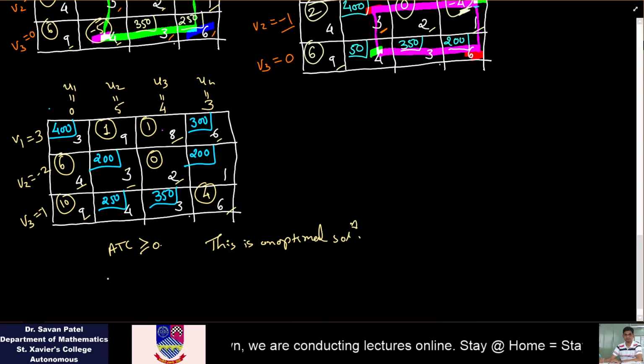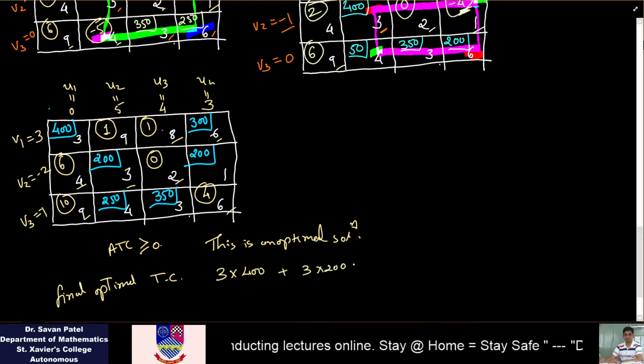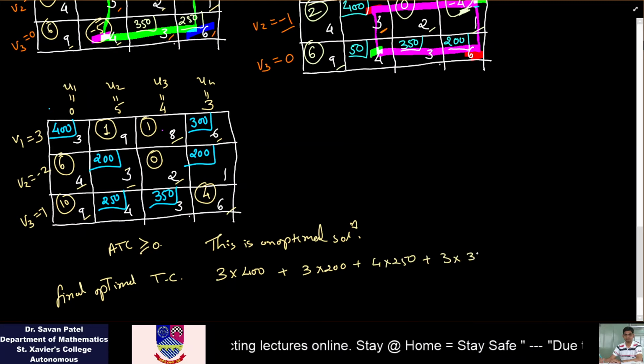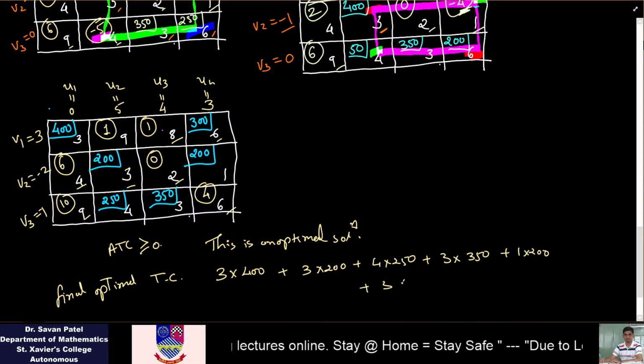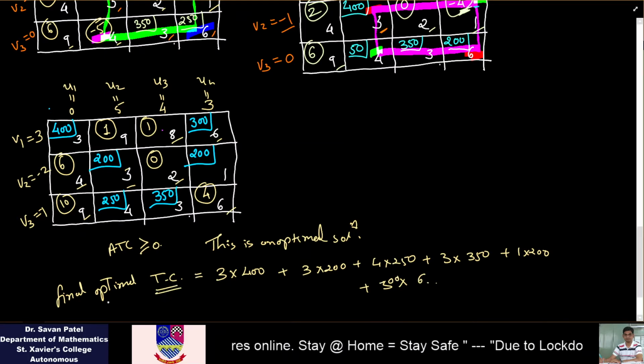Now you find out the final transportation cost. Transportation cost, you know how to evaluate that. That is 3 times 400 plus 3 times 200 plus 4 times 250 plus 3 times 350 plus 1 times 200 plus 300 times 6. So that is your final optimal transportation cost.